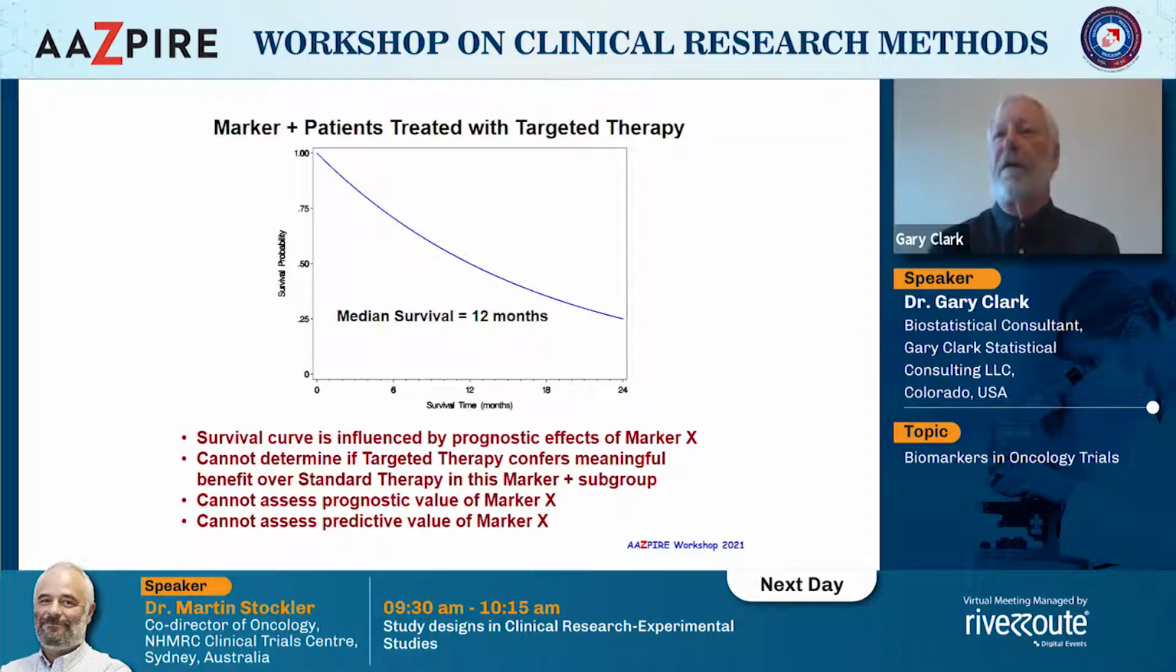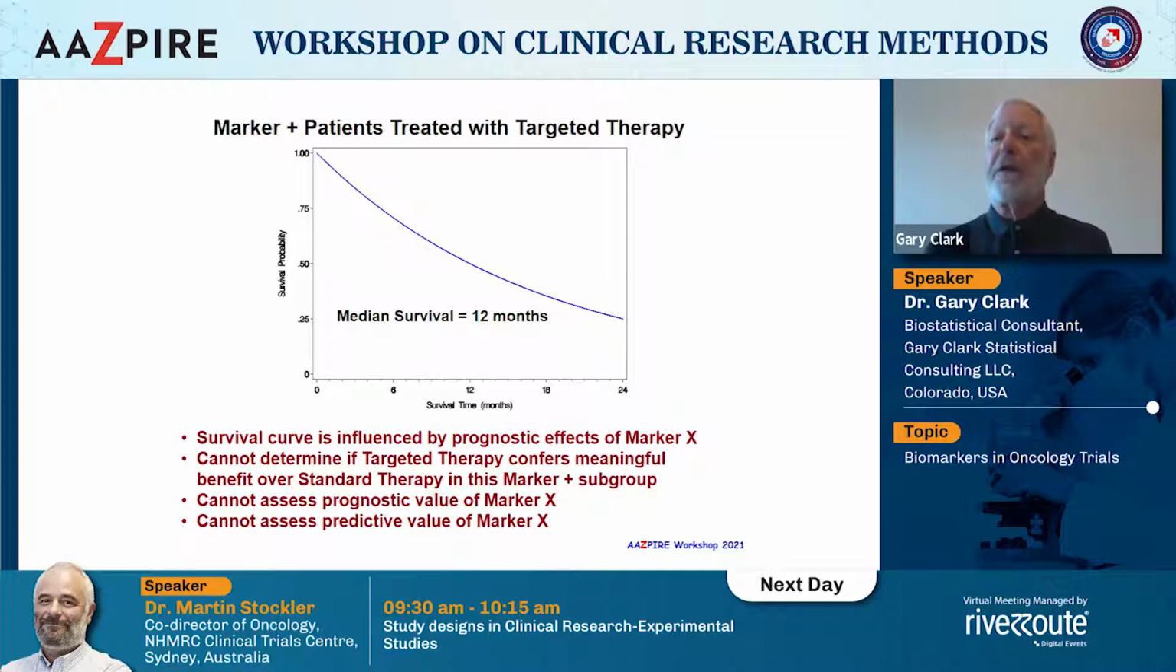Well, obviously the survival curve depends on what the patients were. They're marker positive, but are they breast cancer patients, lung cancer patients? We also have no idea what would have happened to these patients if we didn't treat them with a targeted therapy. Clearly, the survival curve is influenced by the prognostic effects of marker X, if they actually exist. We cannot determine if the targeted therapy confers a meaningful benefit over standard therapy in this marker positive subgroup because we don't have any patients who were treated with standard therapy.